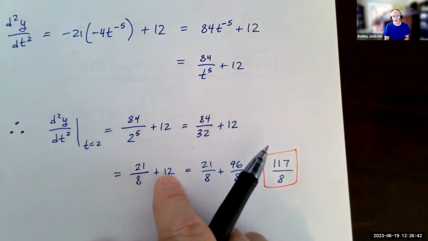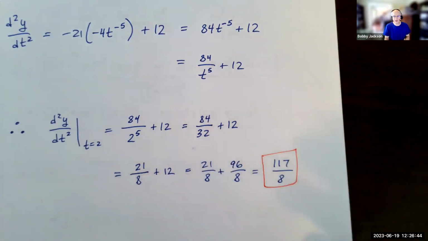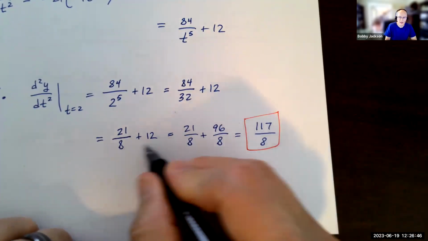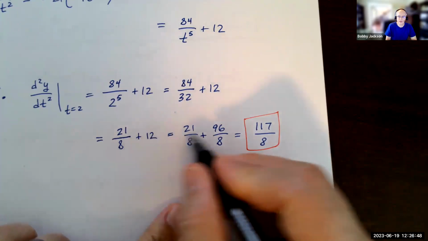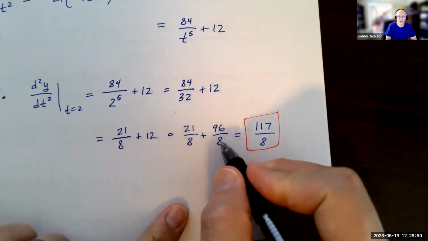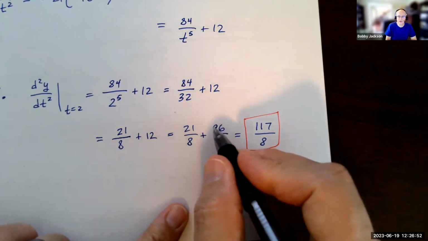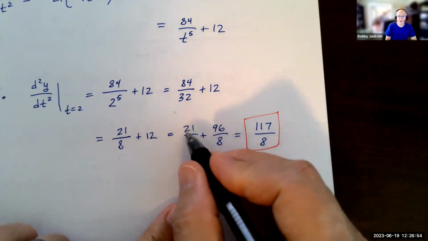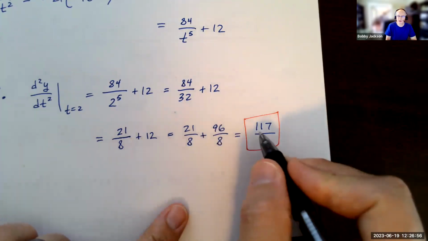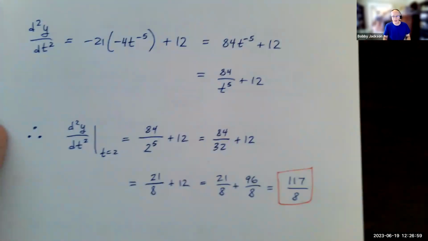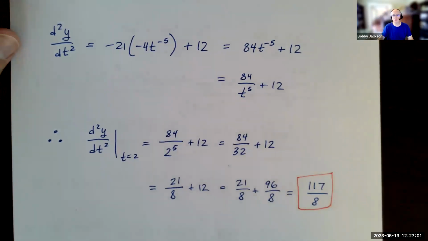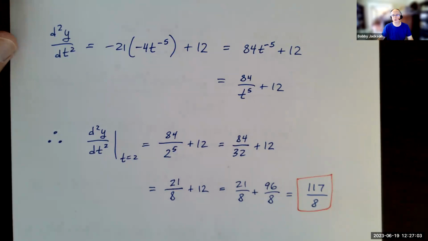And then we're adding 12. So how do I do that? Because they want the answer in fraction form. Well, I need the common denominator of 8. Well, 12 is the same as 96/8, right? Multiply 8 times 12 gives me 96. So 21 added to 96 gives me 117/8. And that is the answer to the problem. I hope this is helpful for this one.